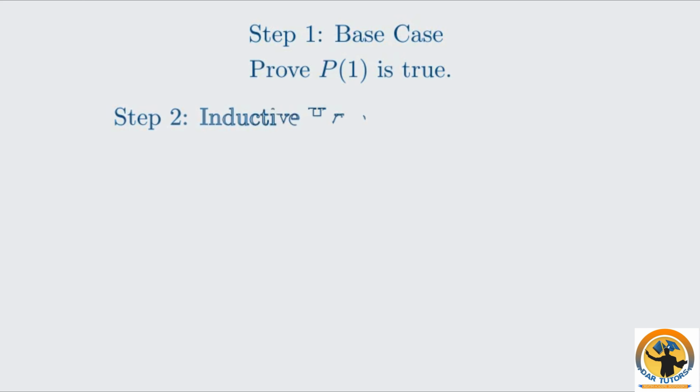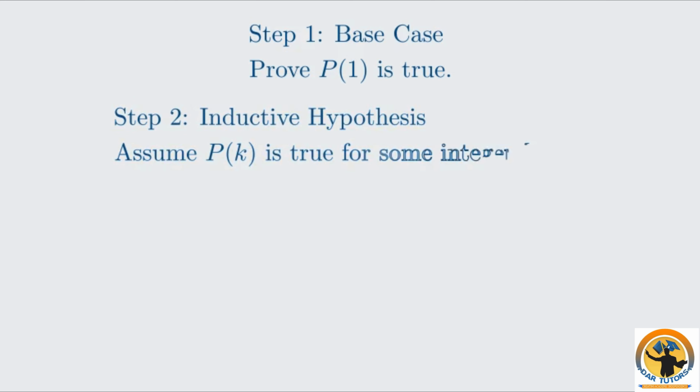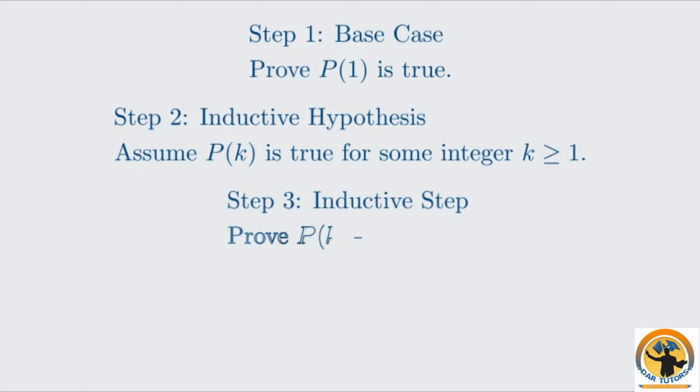Let's formalize this. A proof by induction consists of three main steps. First, the base case. We must prove that the proposition, which we'll call P(n), is true for the first value of n, usually n equals 1. Second, the inductive hypothesis. We assume that the proposition is true for some arbitrary positive integer k. This is our "if" statement. Third, the inductive step. Using our assumption from the inductive hypothesis, we must prove that the proposition is also true for the next integer, k plus 1. This is our "then" statement.